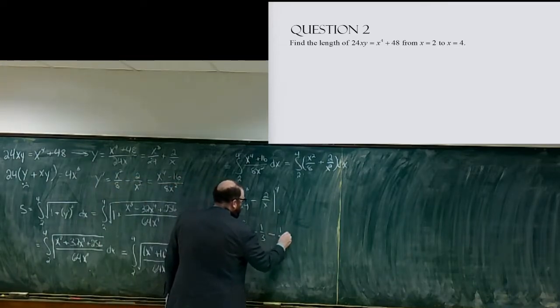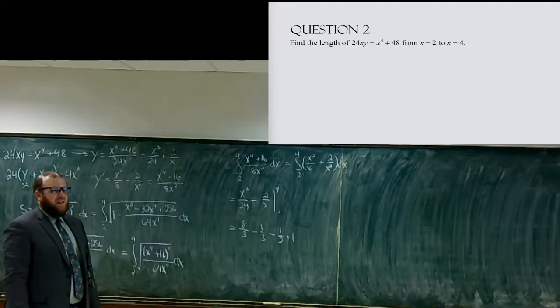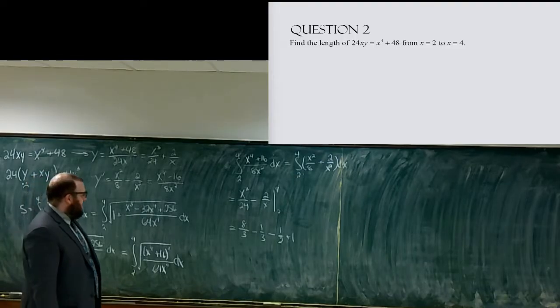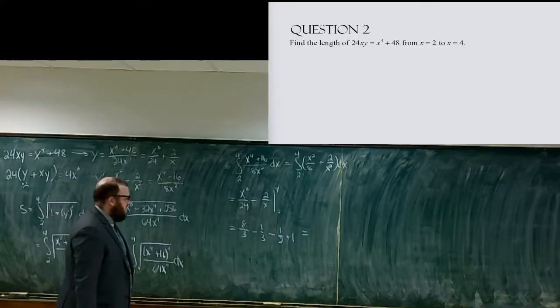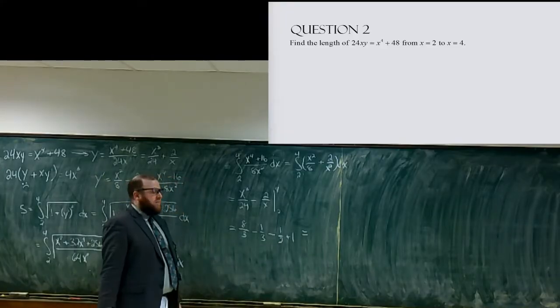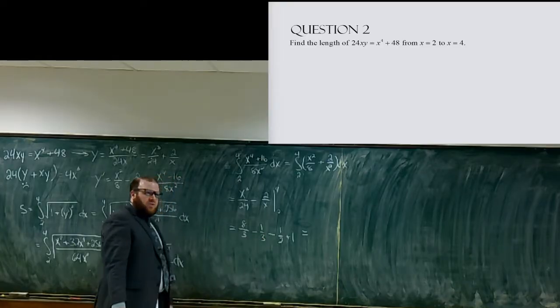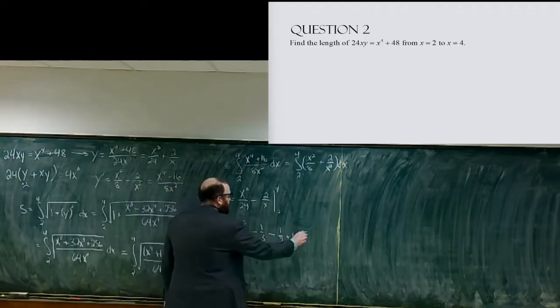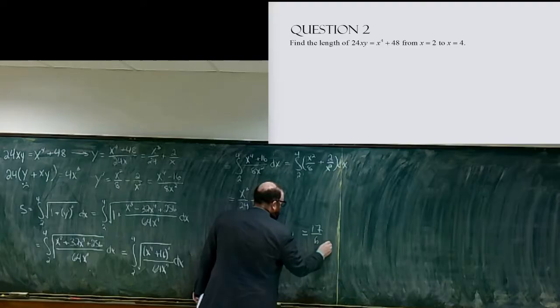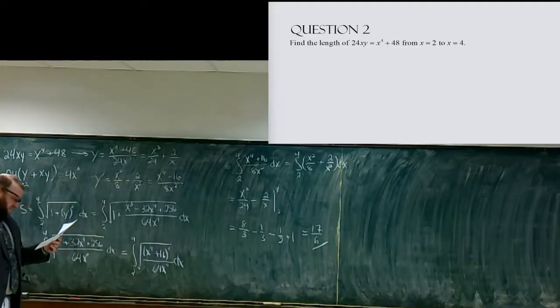2 over 4 is a half minus negative 1. That's a half. That's 7 thirds. 7 thirds plus a half. It'd be what, 14 plus 3? 17 over 6? There's our length. 17/6 units. Whatever those units happen to be.